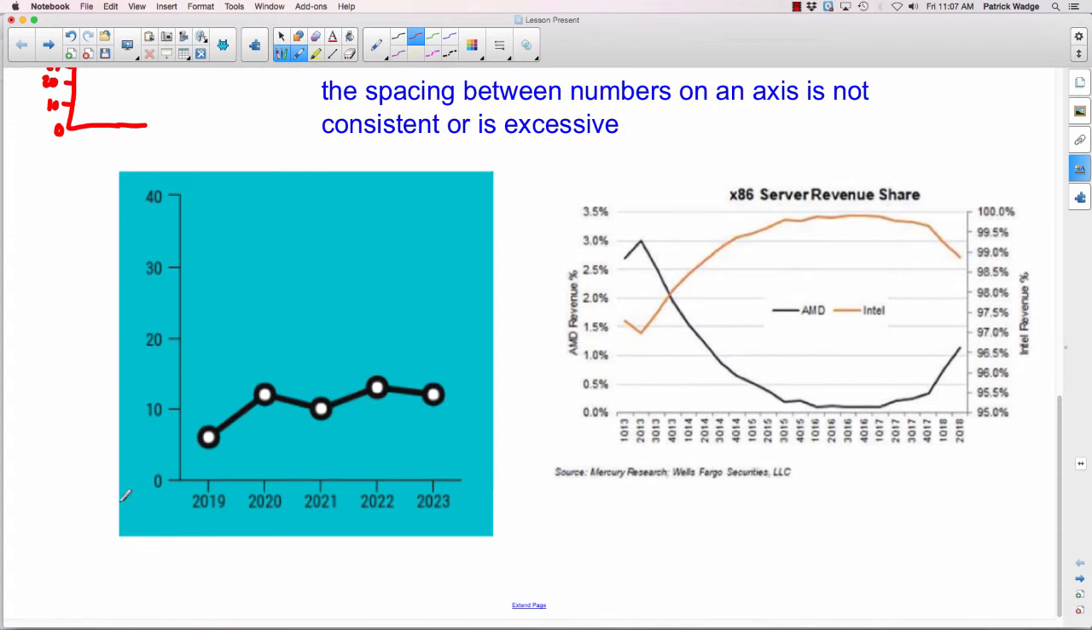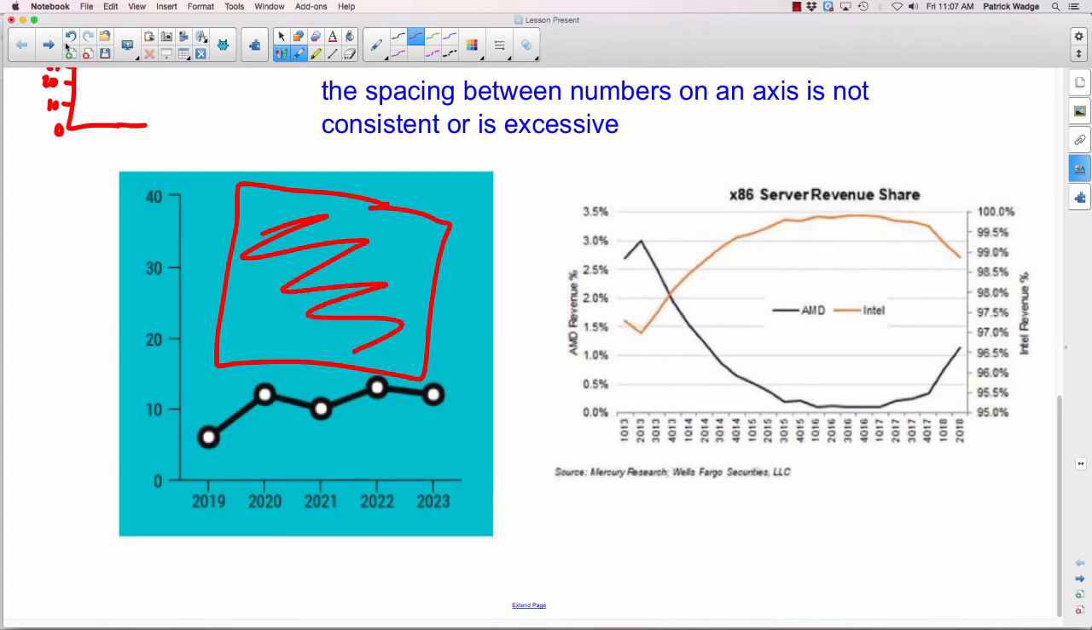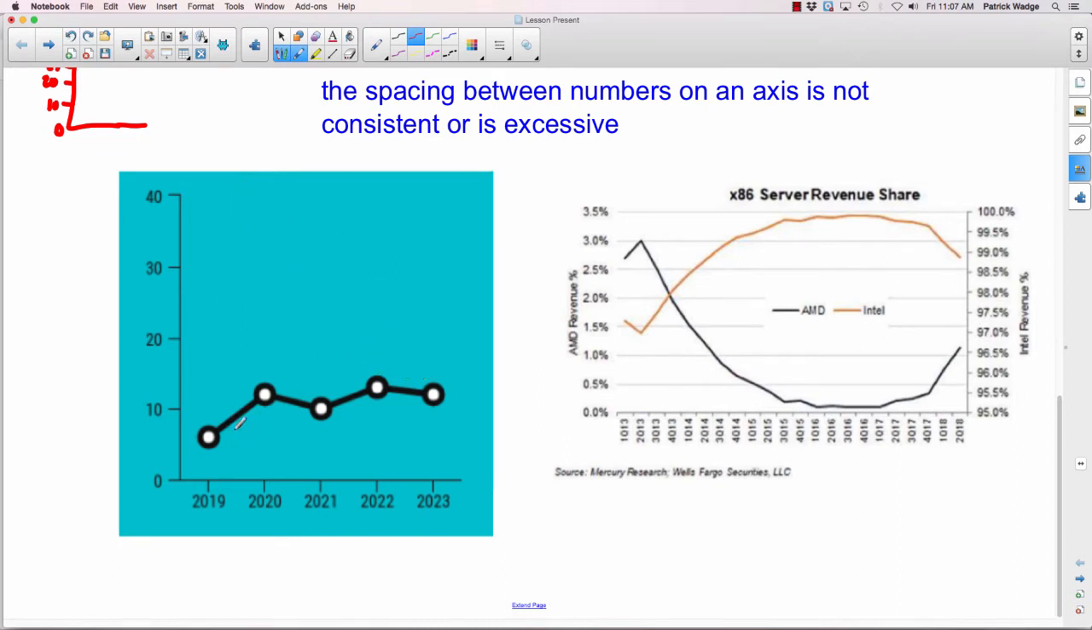How about this one? Looks pretty good. Starts at 0, goes up by 10, 10, 10, 10. 2019, 20, 21, 22, 23. Looks perfect. What's not great about this? I would say what's not great about this is you have all this space up here just being wasted. Now, I know you might say, well, big deal. Who cares, Mr. Wadge, if you just waste space? But the reason this is misleading is because it makes it look like there's really not that much change.